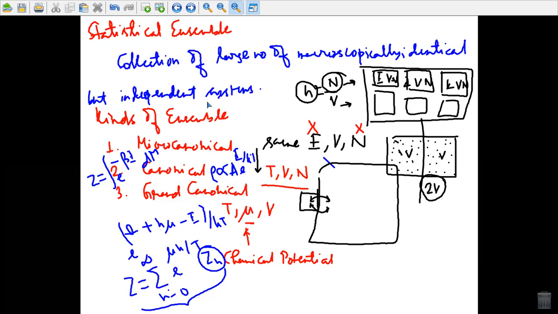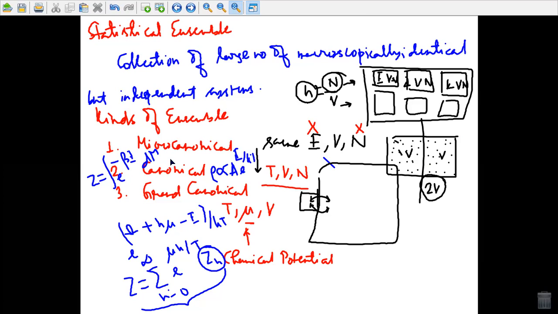This is a very important term. By the term macroscopically identical, we mean that each of the systems constituting an ensemble satisfies the same macroscopic conditions, that is volume, energy, pressure, temperature, total number of particles, etc. And by the term independent systems, we mean that the systems constituting an ensemble are mutually non-interacting, just like the role of non-interacting molecules in the kinetic theory of gases.